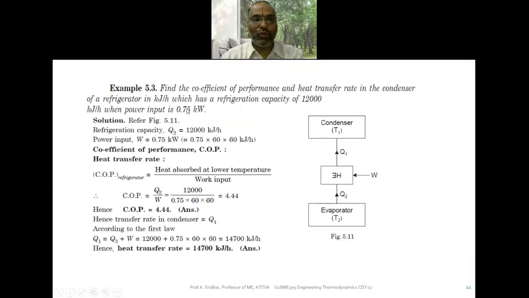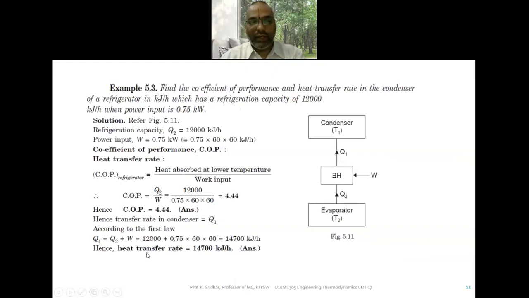Here also kilojoules per hour is there, so convert into kilojoules per second, that is, divide the hour by 3600. So you get the power input. Input is nothing but 0.75 kilowatts. And you know that COP of the refrigerator is always equivalent to Q2 by W. The Q2 value you just calculated. So substituting W, you get COP equivalent to 4.44.